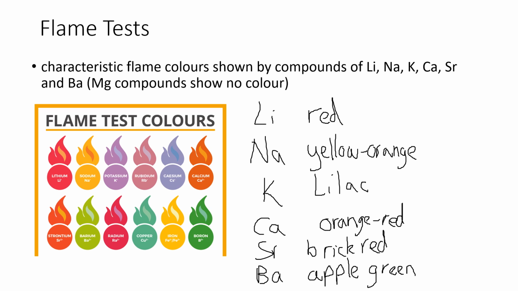And as we say, magnesium shows no colour, it appears white, it's burning in the ultraviolet region, not in the visible region. Just as a side point, the reason that we get these flame colours is that when you heat the metal, the electrons get promoted from a lower energy level into a higher energy level, and then they fall back down again, and the excess energy gets emitted as a photon of light. And the colour of the photon will depend on the energy gap between the energy levels.